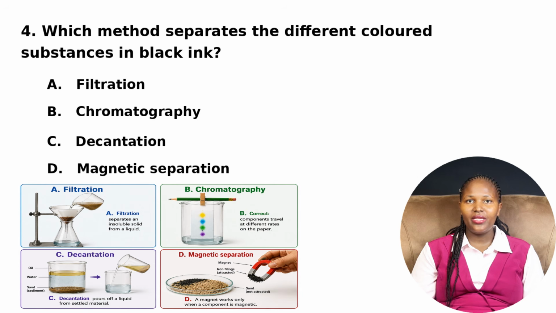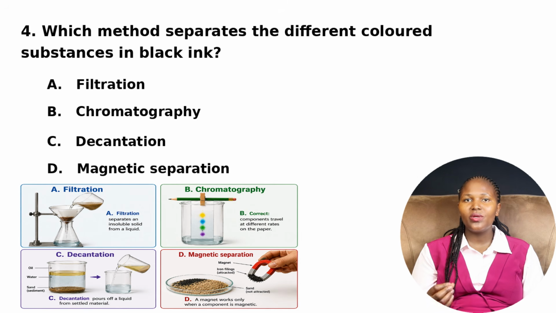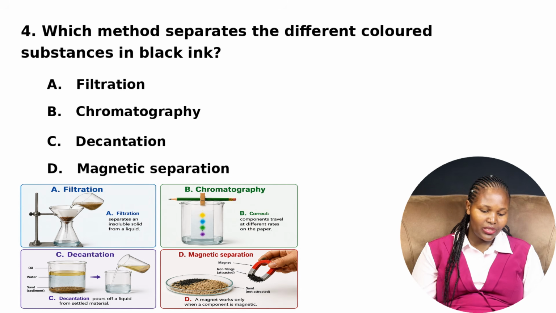So let us start with A. When it comes to filtration, filtration is used to separate an insoluble solid from a liquid. So for example, if you have a solid like a stone in water or soil in water, there you can use filtration. When you have soil in water, you can use filtration because we are separating an insoluble solid from a liquid. Then option C, decantation.